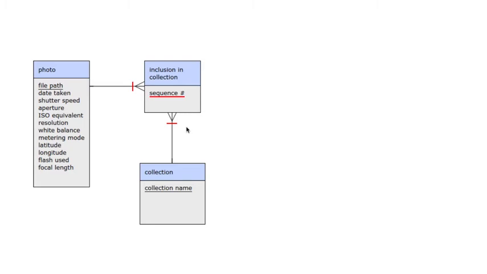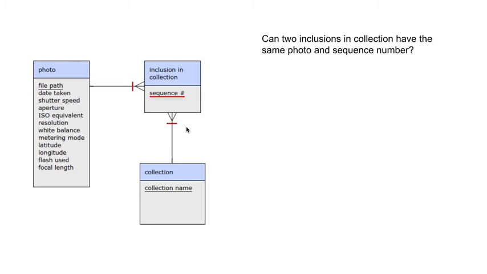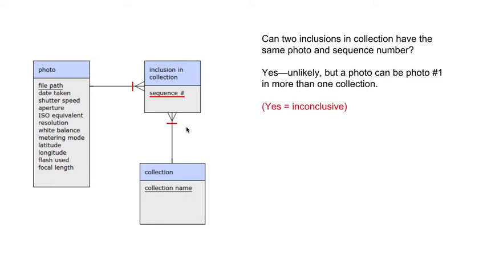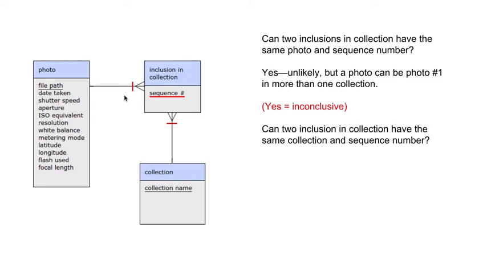We ask, can 2 inclusions in collection have the same photo and sequence number? Yes. Unlikely, but a photo can be photo number 1 in more than one collection. Yes means inconclusive, so no action, no change. Next, let's consider removal of the bar on photo. Can 2 inclusions in collection have the same collection and sequence number?